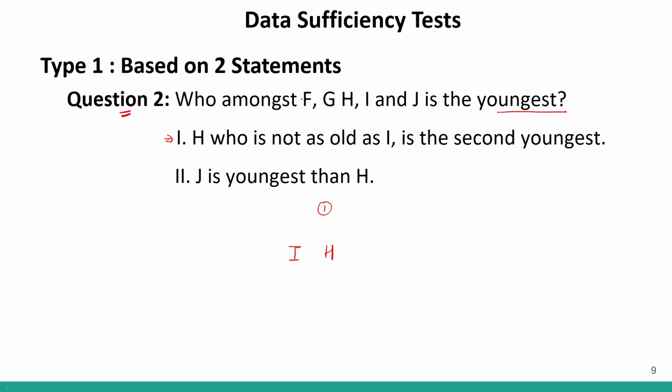So we have 5 people. 1, 2, 3, 4, 5. H is the second youngest, correct? So here we have the oldest and here we have the youngest. Okay? Now, we have to find the youngest one. So we don't know the youngest one because we have 5 people and 3 positions are still empty. Then it is given to us, with the help of statement 2, that J is younger than H. This is given to us.